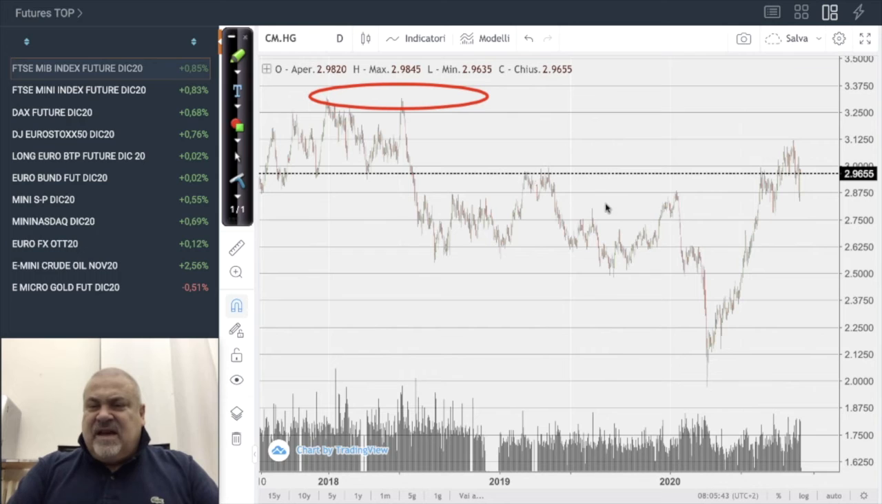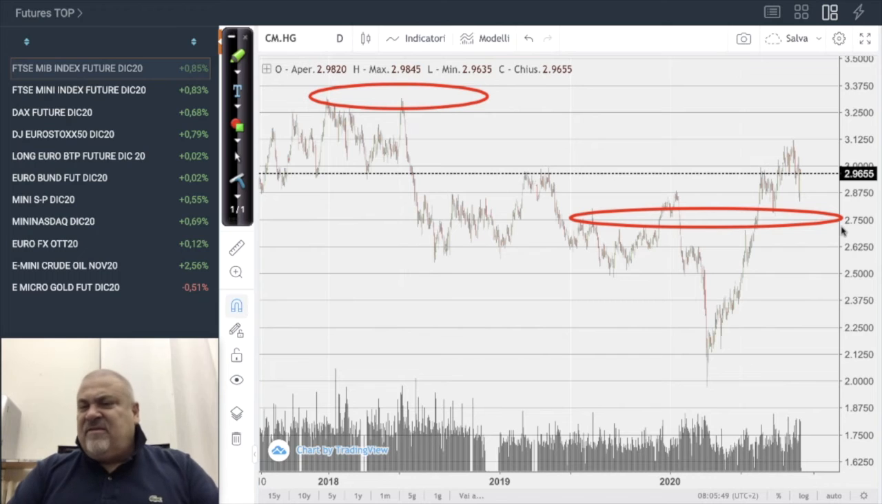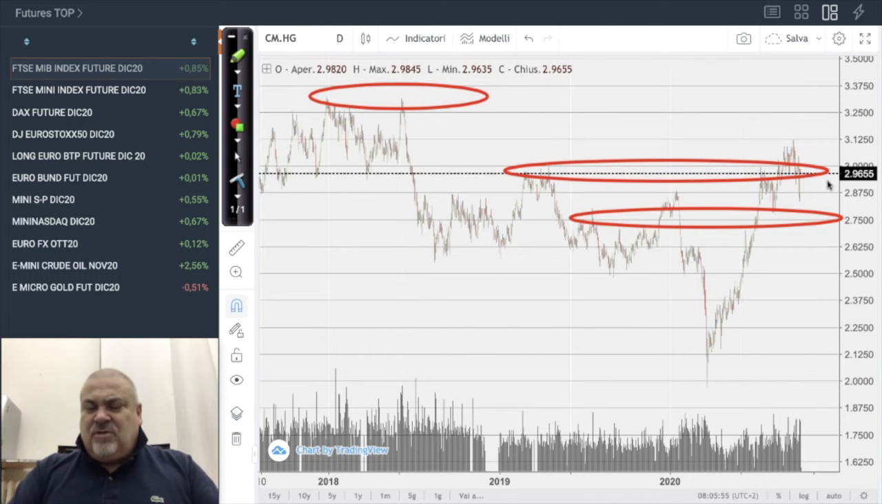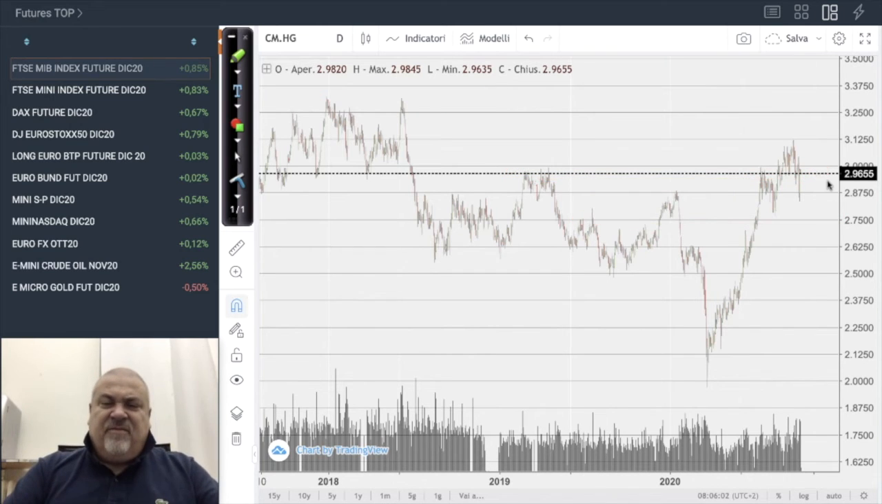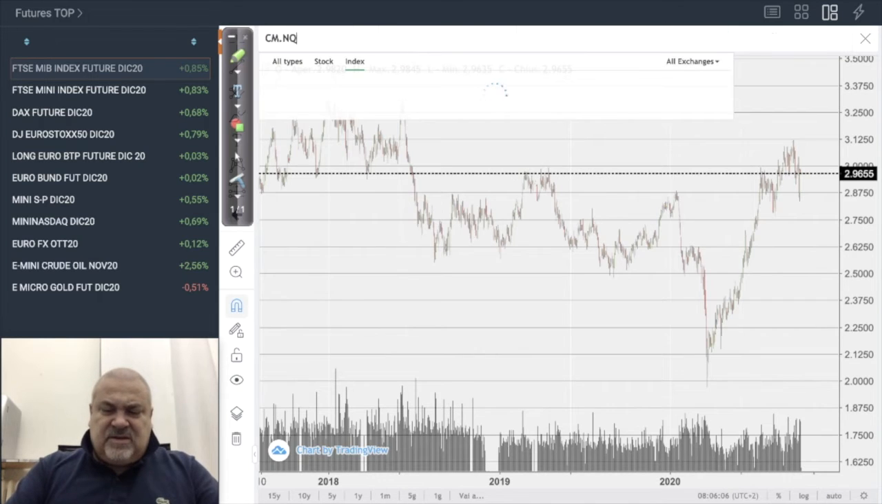But on the other side, we still have to continue focusing on the fact that if it goes down, 2.75 can be the main support. And this area, the area where we are now, is really a strong area. It's a high density area, so it will be quite complicated to move up and down from this level. So quite interesting. Let's switch to the stock indices.